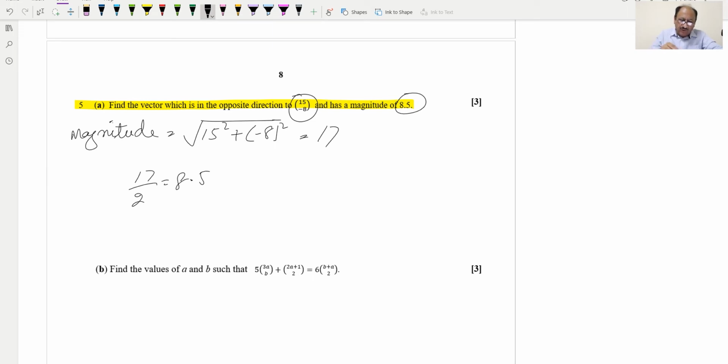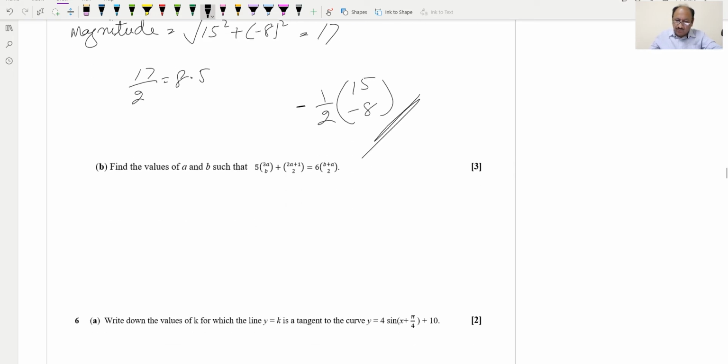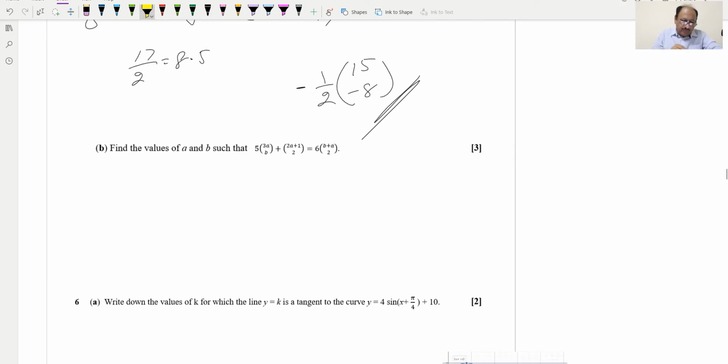So we will be dividing this vector. Given vector is 15 and minus 8. So we will be multiplying by 1 by 2, and we need the opposite direction also. And for opposite direction, we'll be putting minus sign, and this will be our answer. Hopefully you got this. Now for B part, find the values of A and B. This is equal to this, and this is 3 marks.